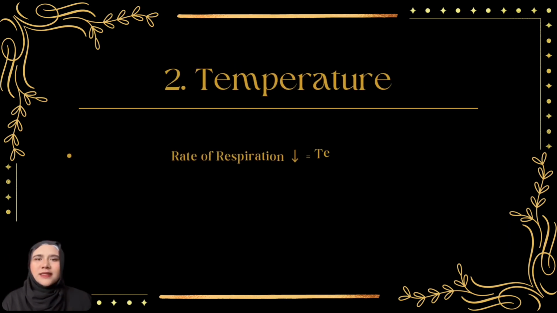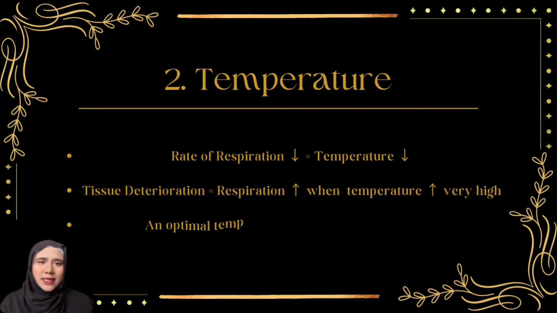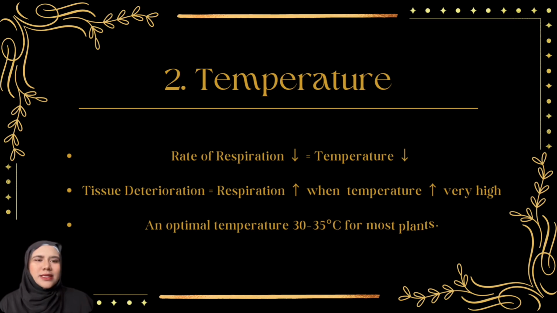So next is temperature. Low temperature causes a reduction in the respiration rate, whereas high temperature causes tissue deterioration and increased respiration. An optimal temperature for the plant is between 30 to 35 Celsius.